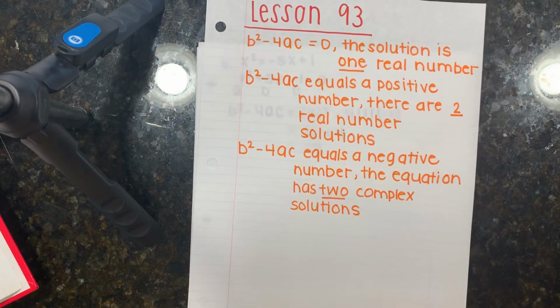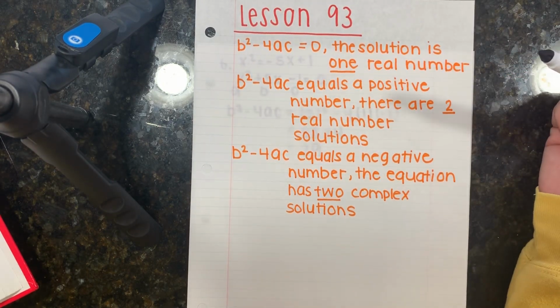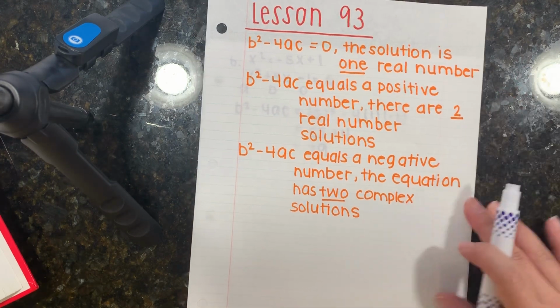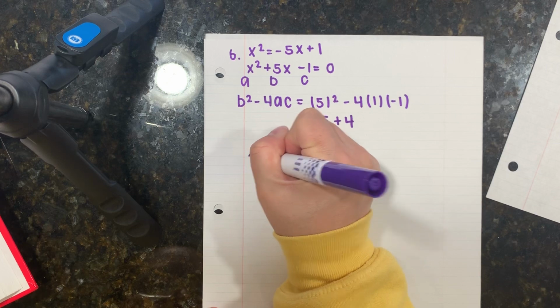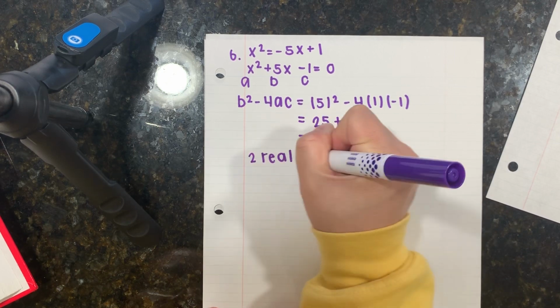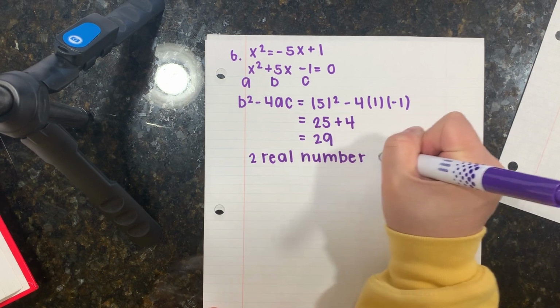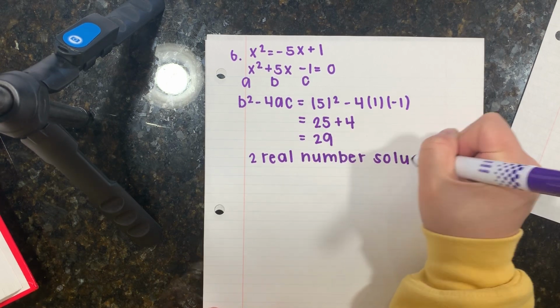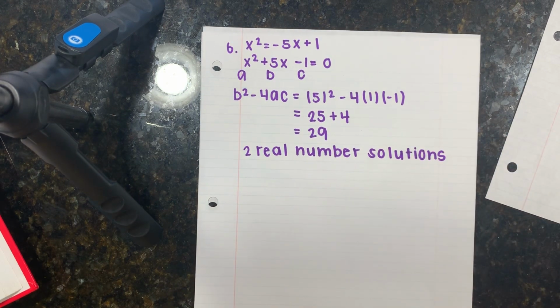So now I'm going to go to my sheet and it says if b squared minus 4ac equals a positive number, there are two real number solutions. So my answer is that there are going to be two real number solutions. And that would be your answer.